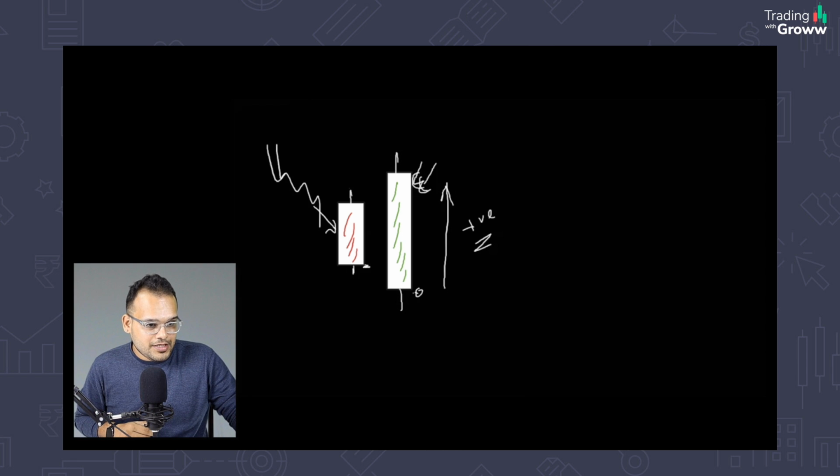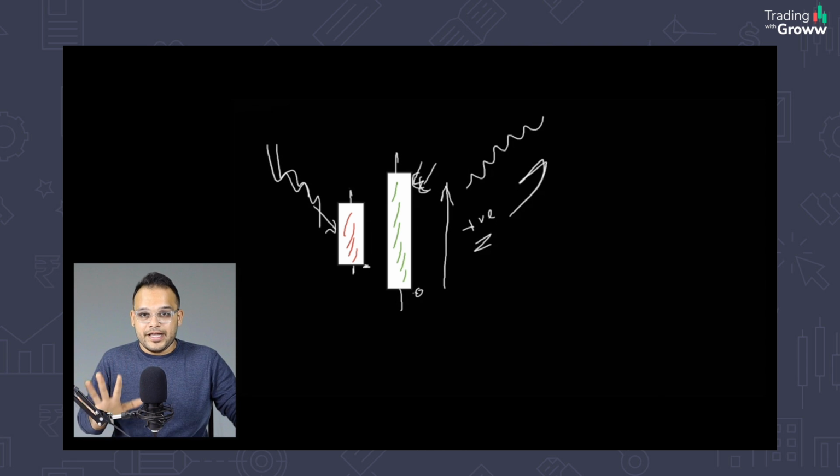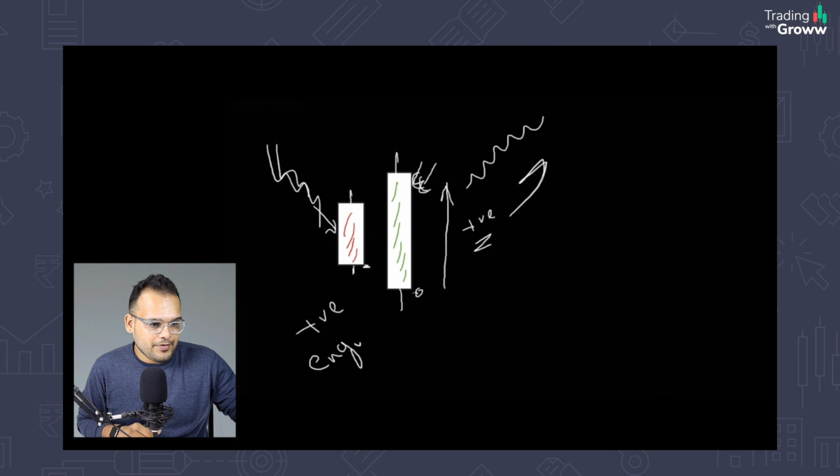The last trend was a downtrend, and there is a higher possibility of this trend reversing in the positive direction. So this is the importance of this particular candlestick pattern, and we can call it an engulfing pattern. In this case, since it is a positive sentiment candle, we can call it a positive engulfing.